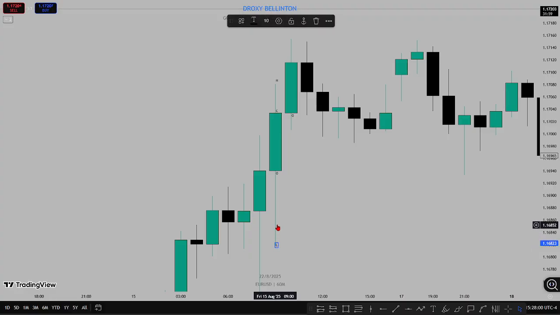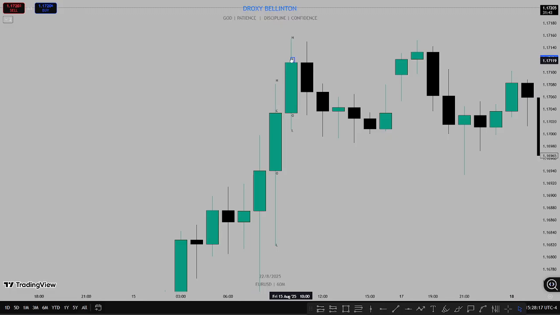It opened there. Then it went for the low. Okay. Then after going for the low, it went for the high. Then it went for the close. Okay. It's that simple. You understand? Yes. So this one too is open, low, high, close.